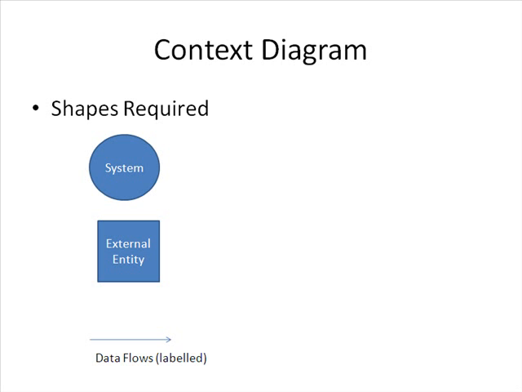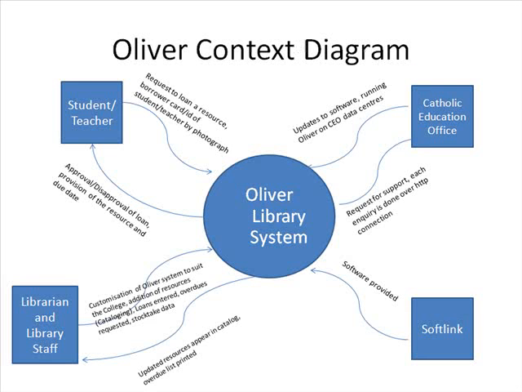The last shape or item used in a context diagram for Oliver would be data flows. So obviously data flows between external entities and the system itself. Obviously these need to be labelled, what type of data is flowing between the external entity and the system. This may look a bit confusing to start with, but let me go through this and explain essentially what this is all about.